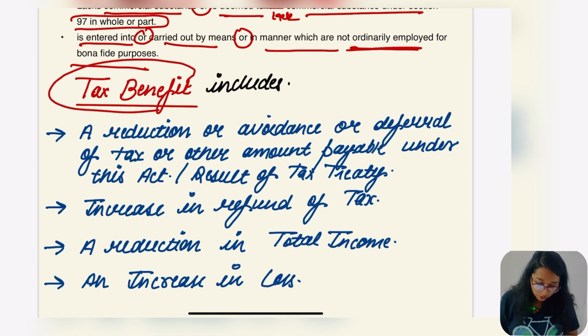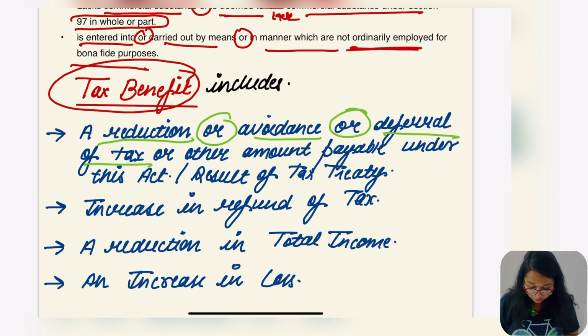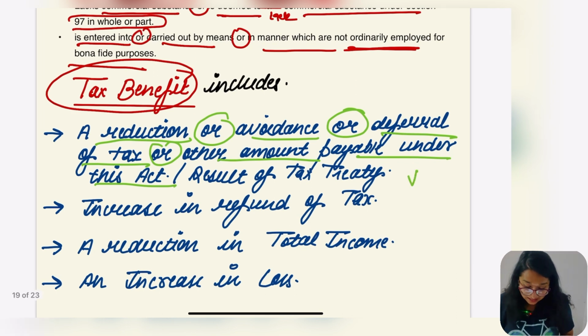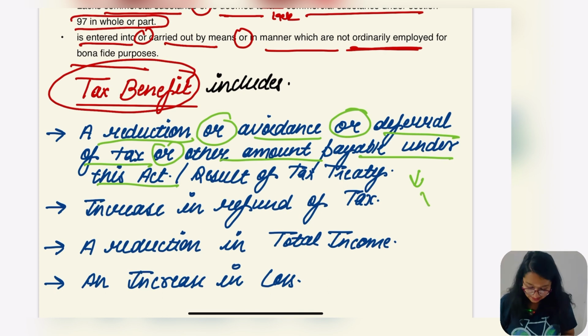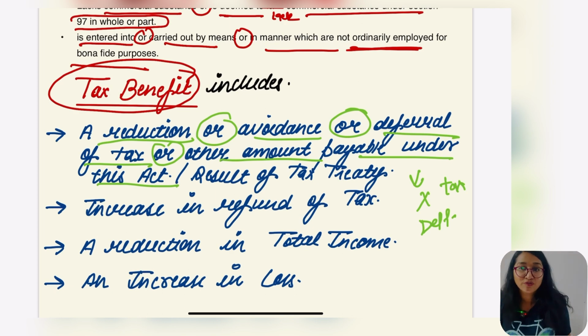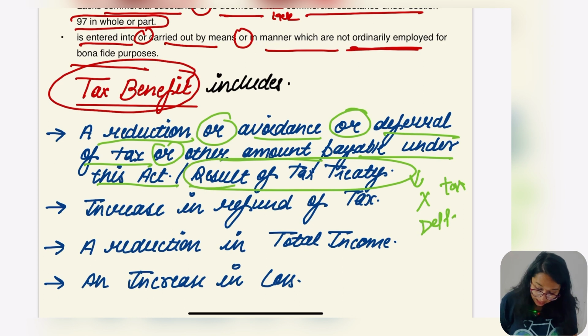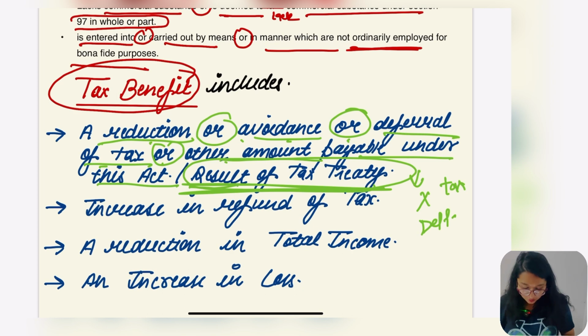Okay, so what is now tax benefit? Let's read out. The tax benefit says about the reduction or avoidance or deferment of tax or any amount payable under this Act. Again, I'm going to say any reduction of tax, or avoidance of tax, or deferment of tax, or any amount which is payable under income tax. And one more point of continuation: a reduction or avoidance or deferment of tax or other amount payable under this Act as a result of a tax treaty. Is it clear? Hope this part was clear.